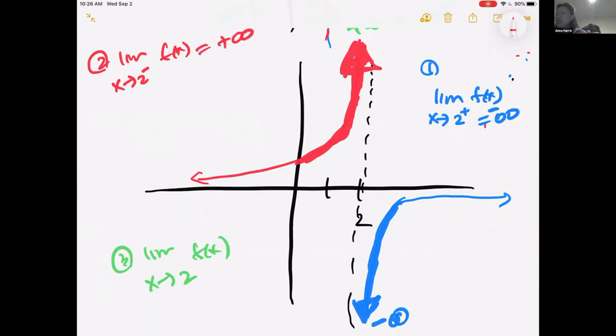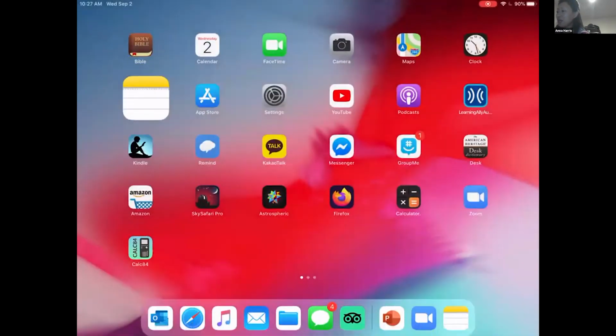Now, number 3. Ethan, what's the limit as x approaches 2 of this function? It does not exist because from the right it goes to negative infinity, and from the left it goes to positive infinity. That's right. Does everybody agree? We all good now? All right, good job. All right, let's go back to our lesson.